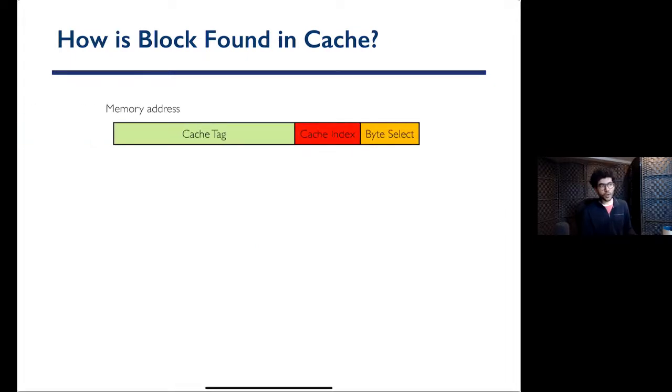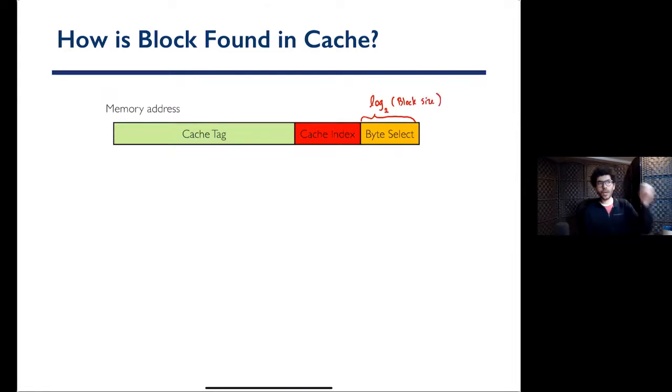Now, in general, your block is more than a single byte. So you have a block that is 32 bytes or 64 bytes or 128 bytes. If you have a block that is more than a single byte, then you have to know which byte you need. So you need some number of bits. This is going to be log 2 of block size.